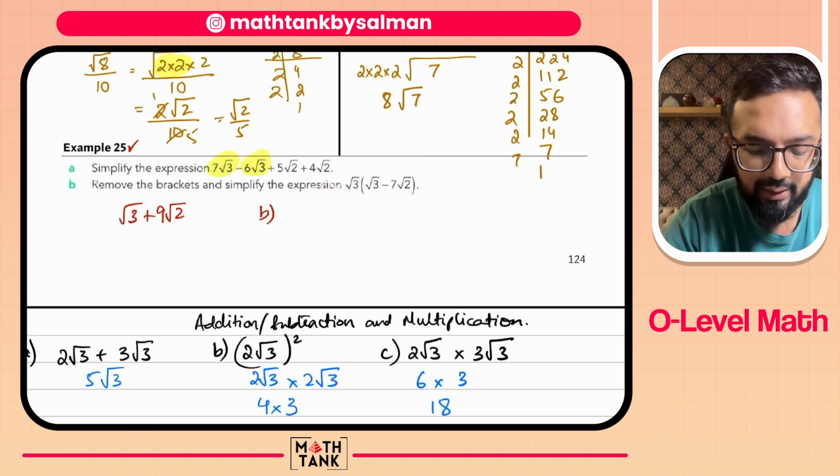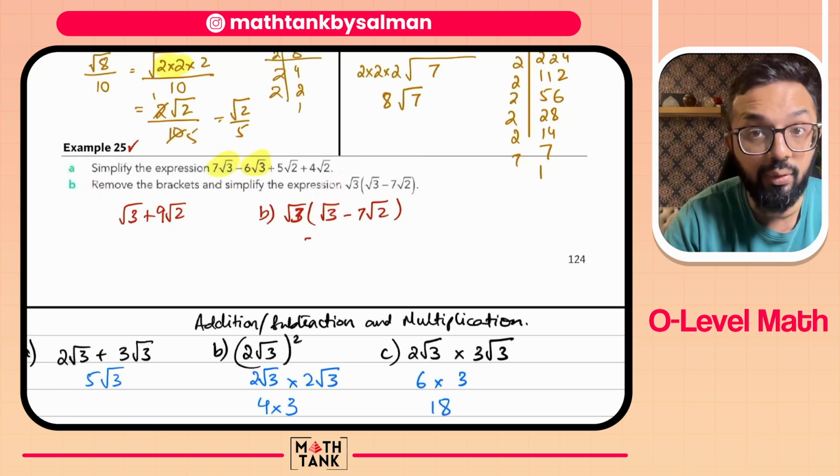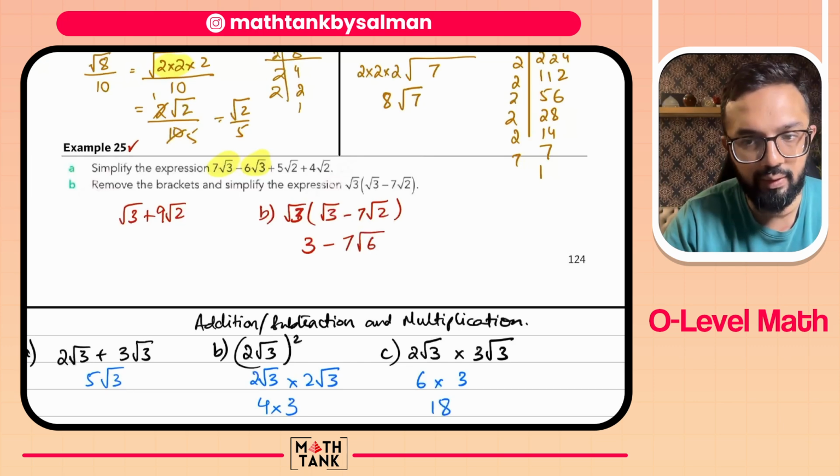Let's just remove the brackets and simplify. So first you multiply root 3 with root 3. What does that give you? It gives you 3. Then root 3 with 7 root 2, a negative sign outside. So the root multiplies with the root and the number multiplies with the number. So 7 root 6 should be your final answer.